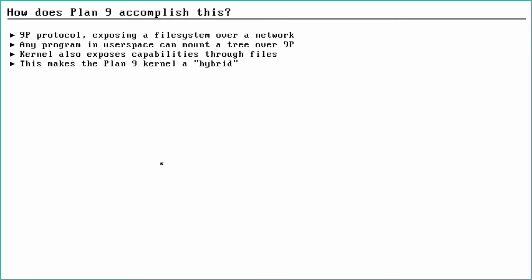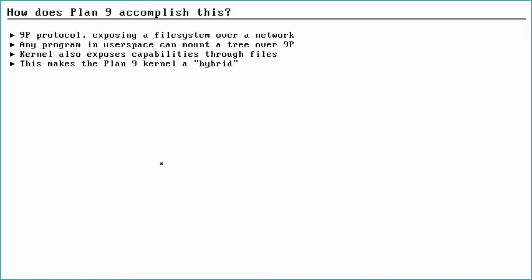So how does Plan 9 accomplish a lot of the things that it does? I mentioned the 9P protocol. That is essentially exposing a file system over a network. So you have some file system tree, you have your home directory, you'd like to make that available to someone else on the network, you use 9P for that. Something similar to NFS or SMB, but a lot simpler in a lot of regards.